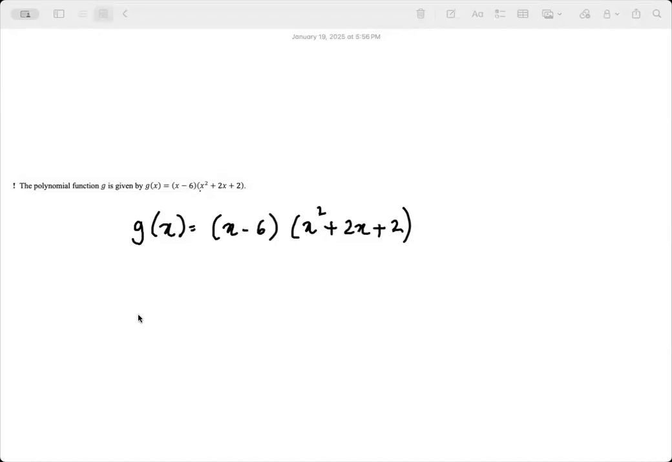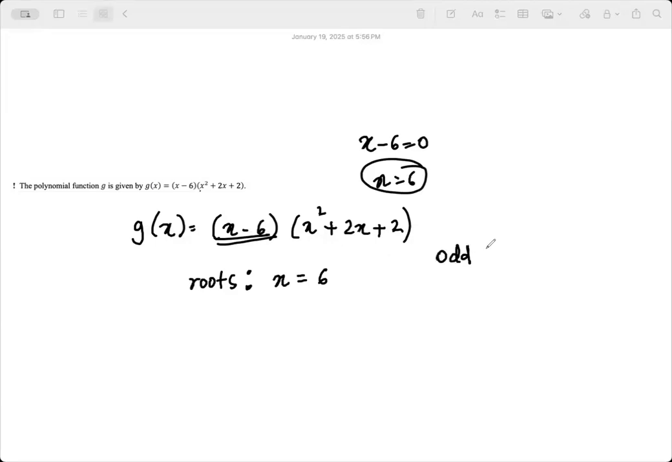So it has a root of 6. This factor gives you x minus 6 equals 0, so x will be equal to 6. And then what else? It's like an odd graph, odd and positive. Okay, it is odd, and positive because the leading coefficient is not negative. Then what are the other roots? How will you determine that?